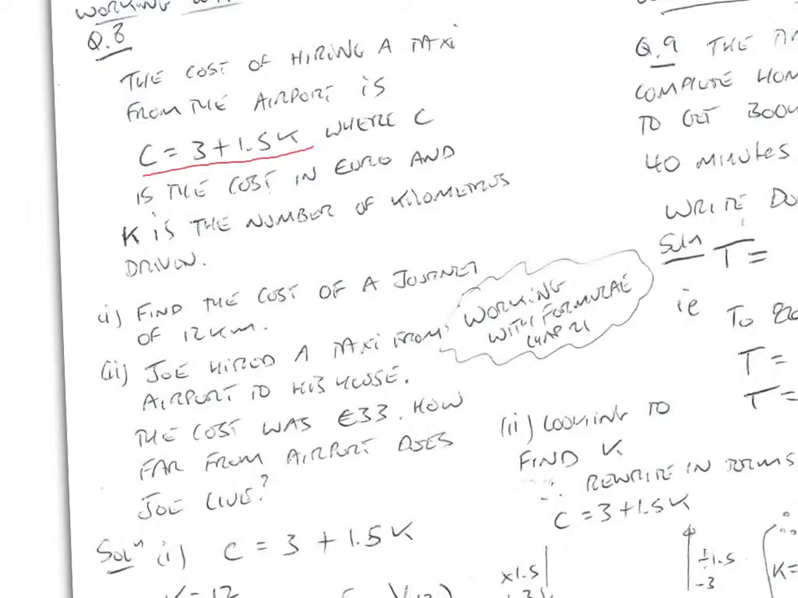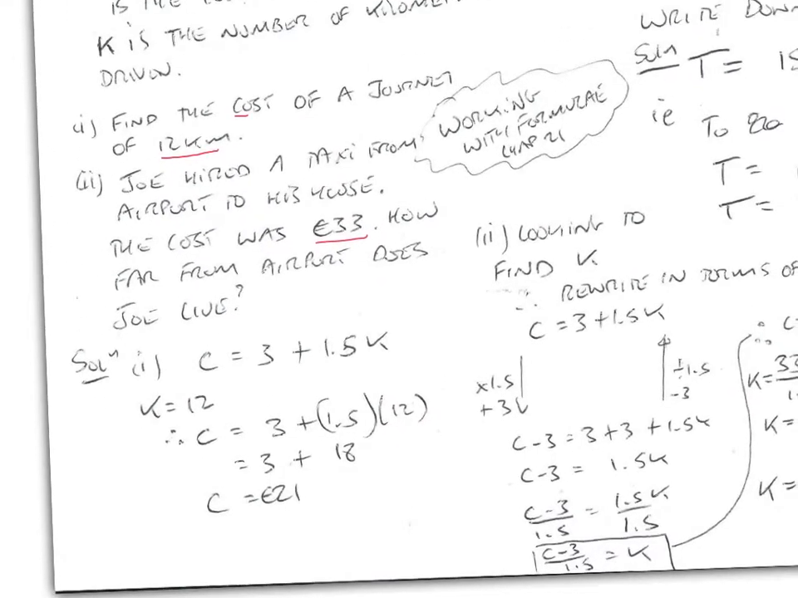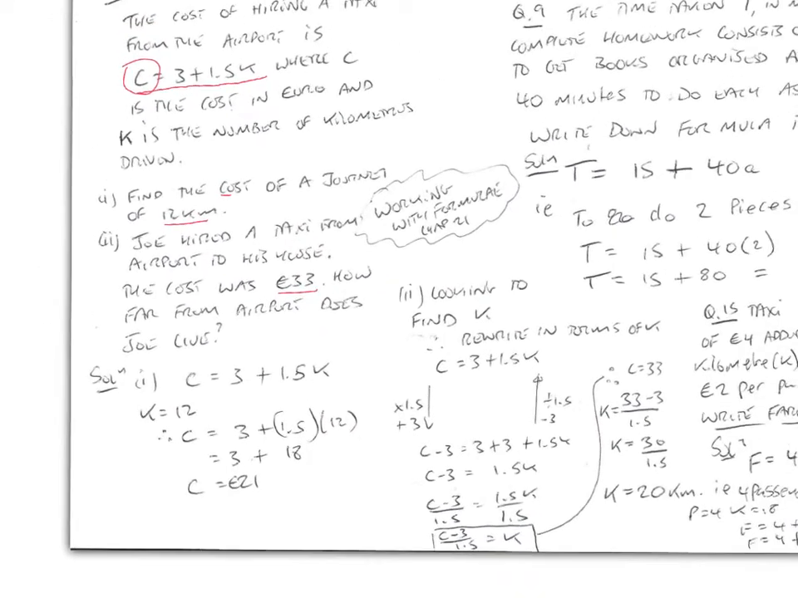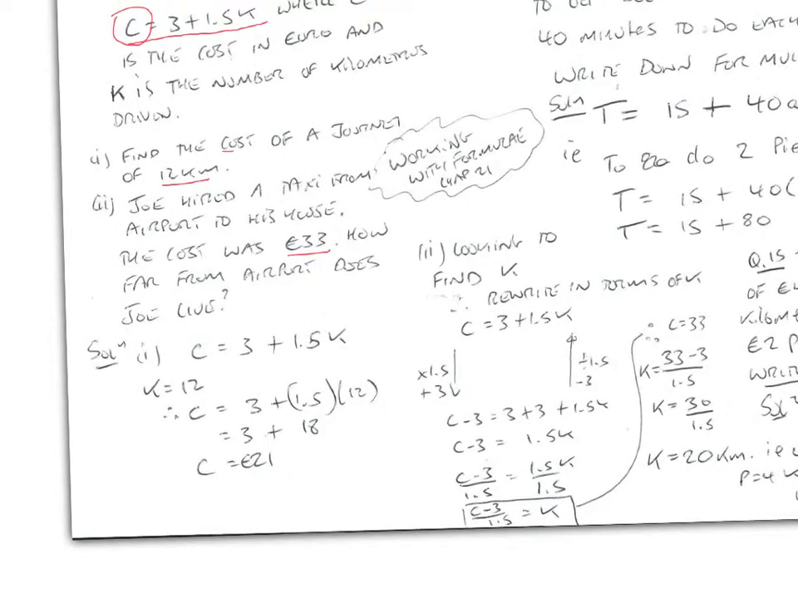So our 12 kilometres will be our K, and our cost is our C variable. Okay. After that then, Joe hired a taxi from the airport to his house. The cost was €33. How far, i.e. what is K, from the airport? How far does Joe live from the airport? Okay.